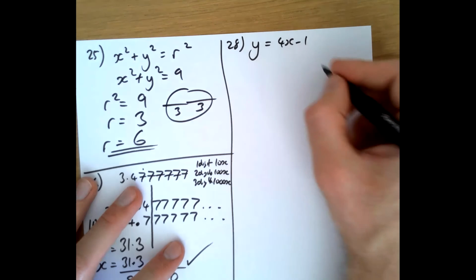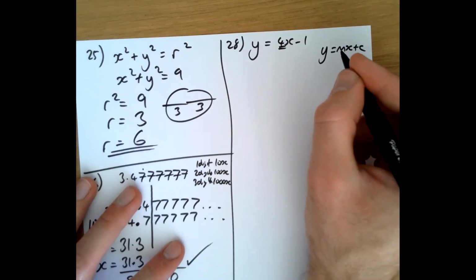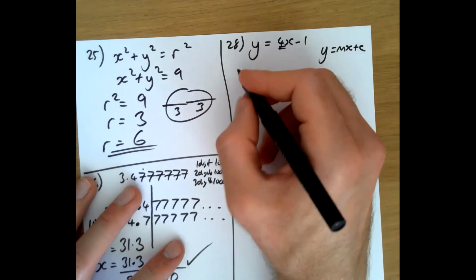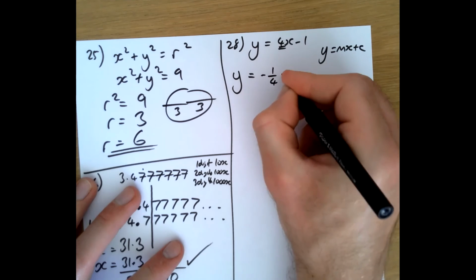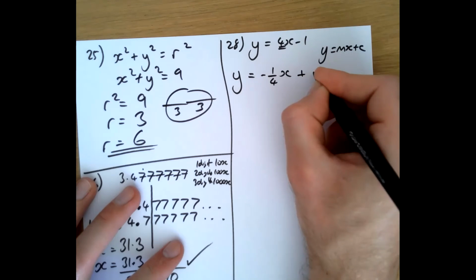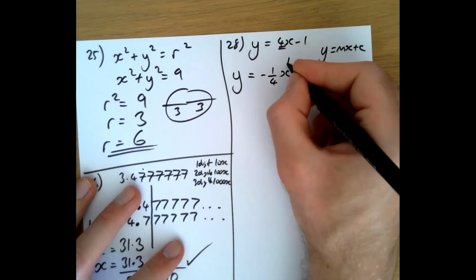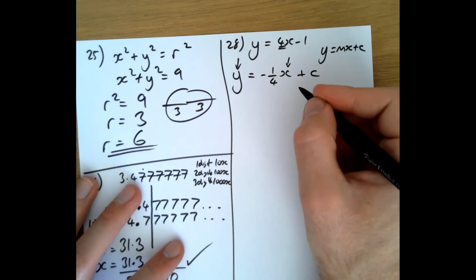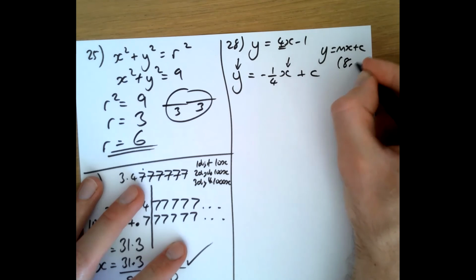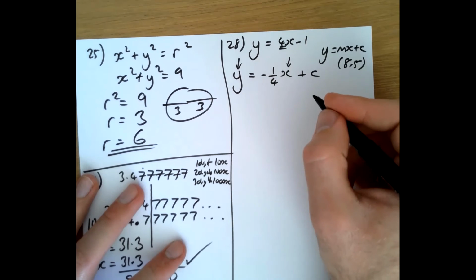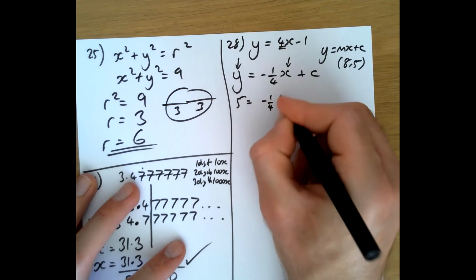Okay, so y equals mx plus c. The gradient of this line is 4. If it's perpendicular, then the gradient is the negative reciprocal. So we've got y equals minus a quarter x plus c. How do I work out what c is? I need an x and a y coordinate. So I need a point that it passes through. Well, luckily I'm told that it passes through 8, 5. So my y coordinate is 5. My x coordinate is 8.